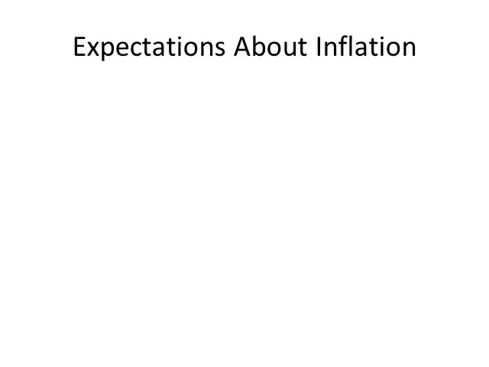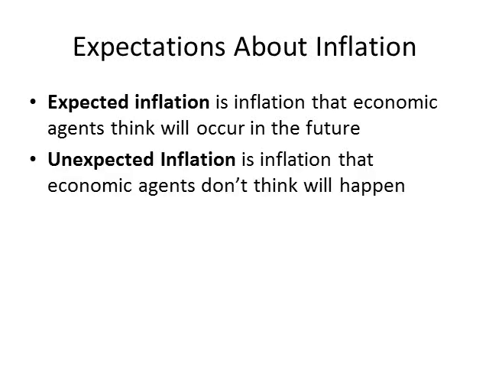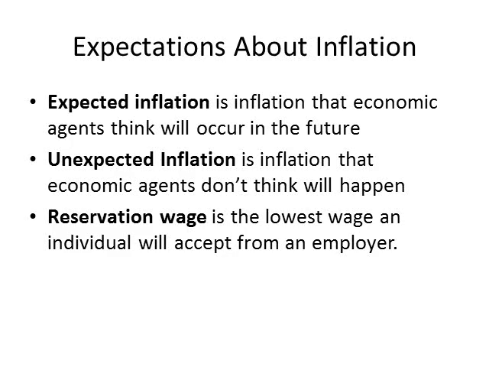Let's look at the relationship between wages and inflation. Before we do so, let's talk a little bit about the different types of expectations. First, expected inflation is inflation that economic agents think will occur in the future. Unexpected inflation is inflation that economic agents don't think will happen. And the reservation wage is the lowest wage an individual will accept from an employer.